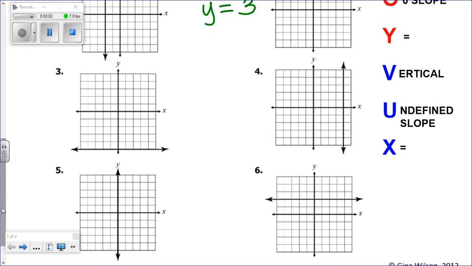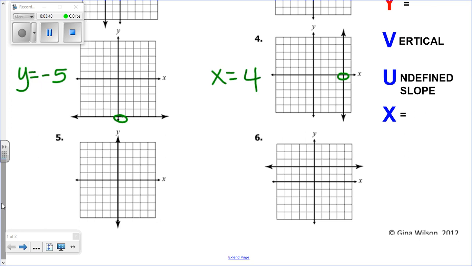Question 3, this is also a horizontal line. Horizontal means it's a y equals equation, and you can remember that because it's crossing the y-axis. Where is it crossing the y-axis? 1, 2, right here at -5. So that equation is y equals -5. Number 4 is a vertical line. A vertical line has an equation of x equals. It's crossing the x-axis right here. It crosses the x-axis at 1, 2, 3, +4. So that equation is x equals 4.